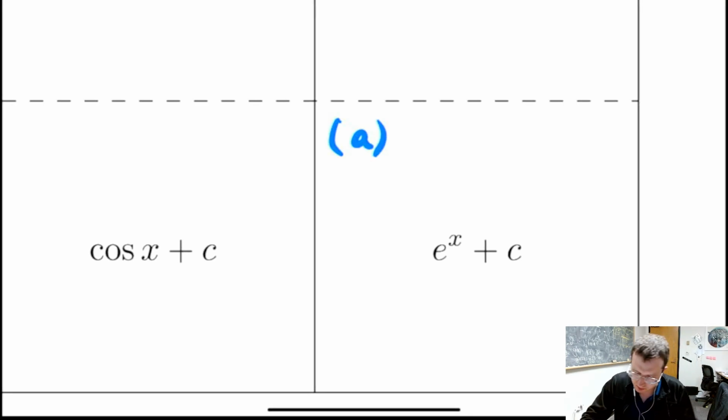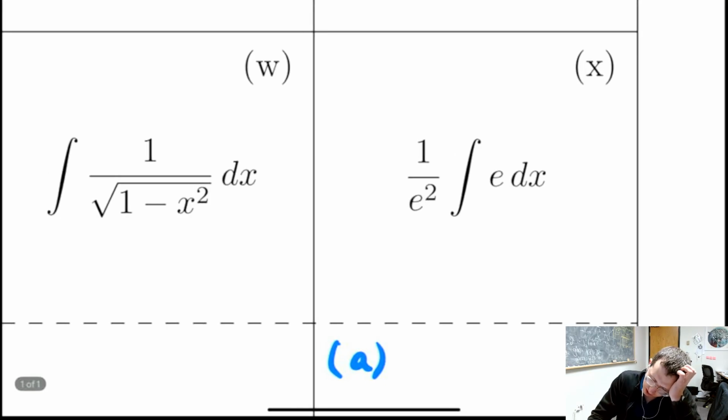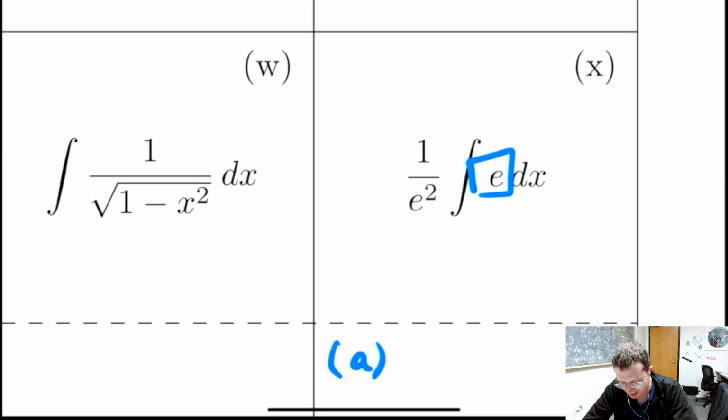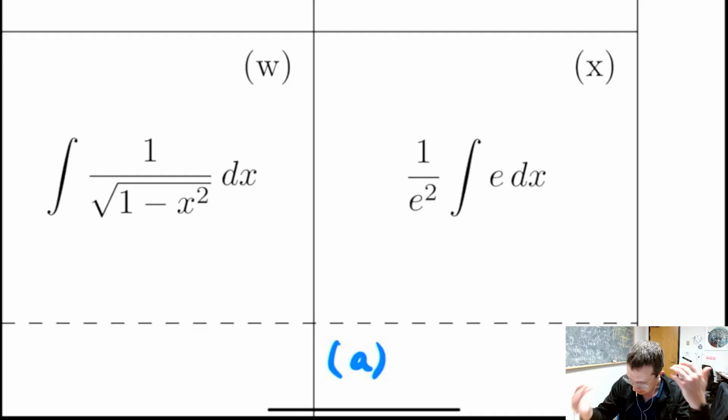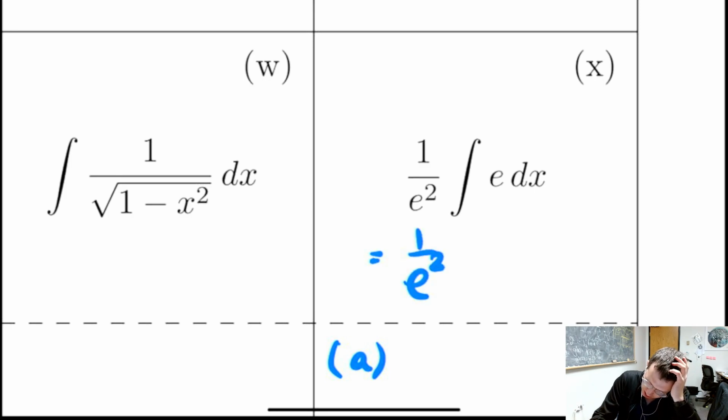Okay, so this one came from domino A, and now we're going to integrate 1 over e squared e dx. This looks a little bit strange. The thing that we're integrating doesn't even have any x's in it. That's just a constant. And if I say those words out loud, we are trying to integrate a constant. Now, you probably have an idea of what the integral is. The integral of a constant is just going to be that constant times x.